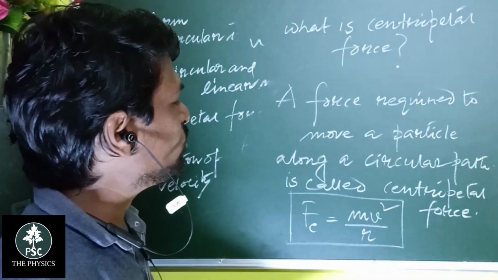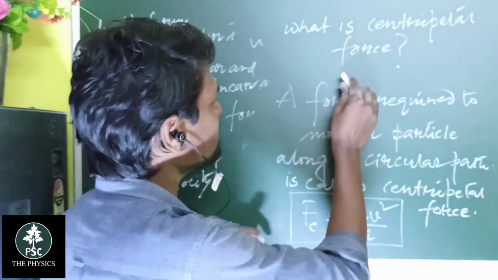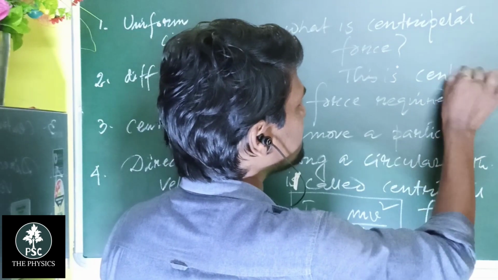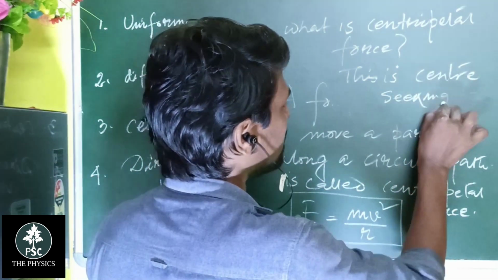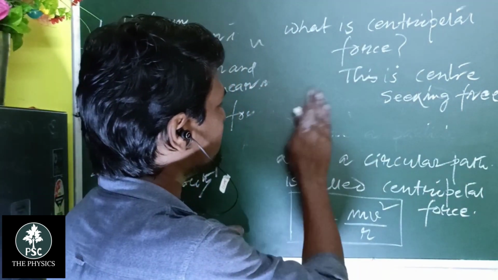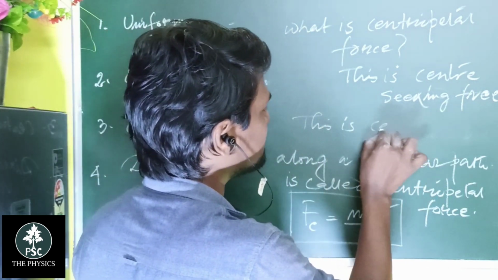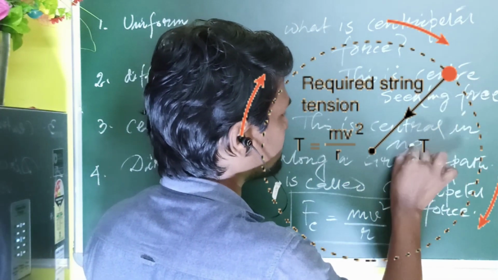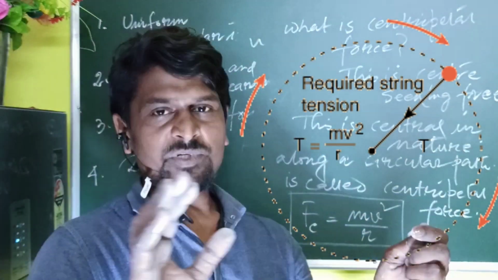So the force required to move a particle along a circular path is called centripetal force, or we can say that this is central in nature. This is central, central in nature. So this is centripetal force.